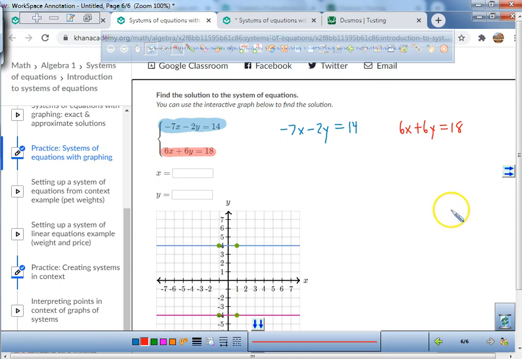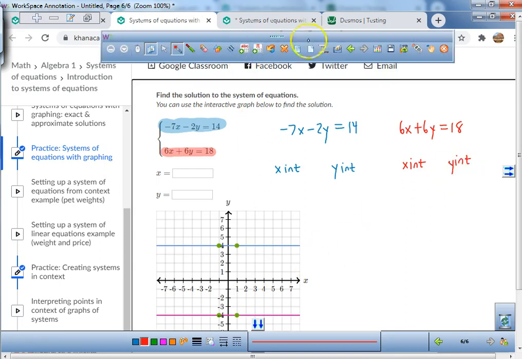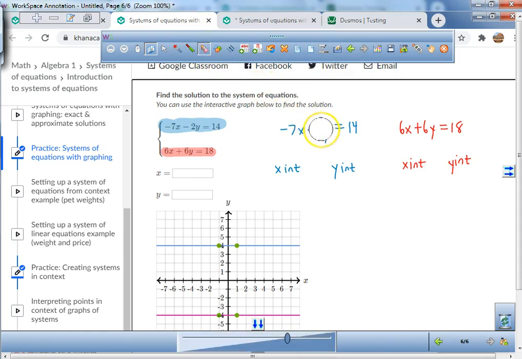Now, if you don't like writing a whole bunch of stuff down and you just want to do it really quick, I'll show you another way you can do it without having to use a formula. X-intercept, y-intercept. You still need to write down your ordered pairs, though. It's important to write stuff down. So here's what I do: I cover up one and I solve for the other.